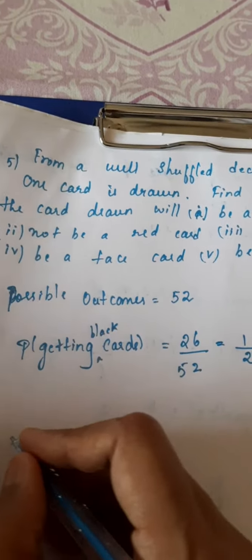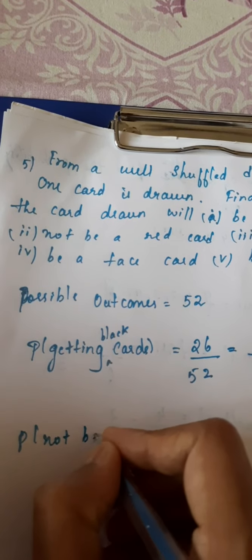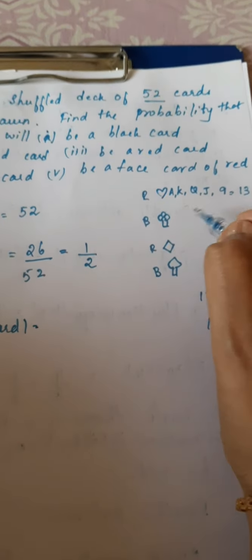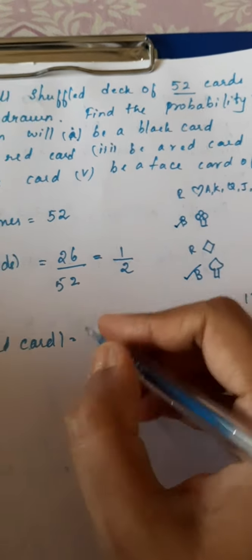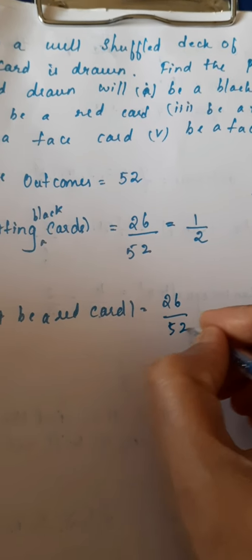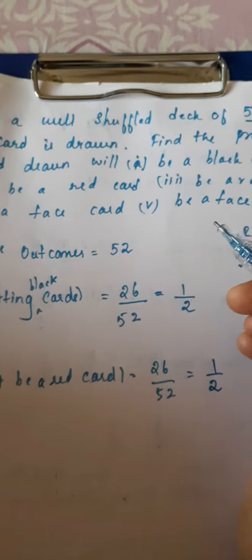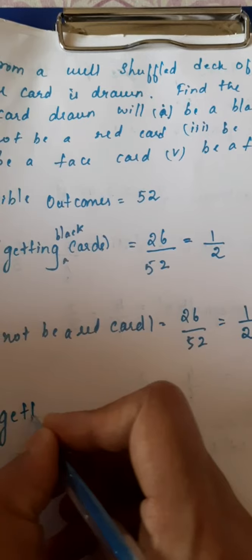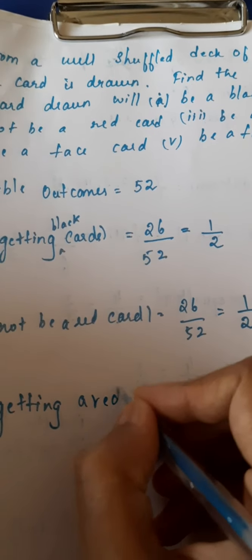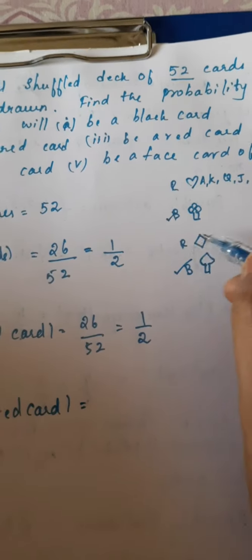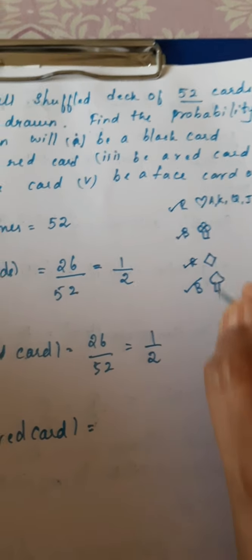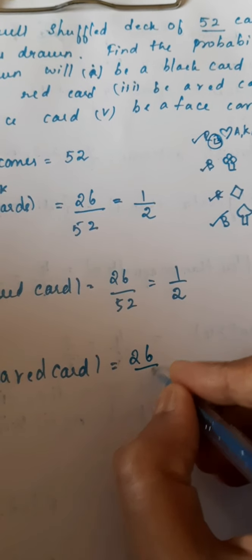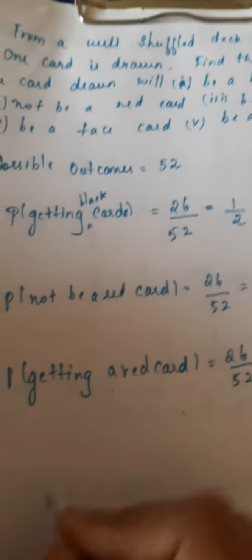Next part of the question is the probability of not a red card. So that again clearly shows excluding the red cards. It's again those two blacks, clover and spade. 26 by 52, again 1 by 2. Third part of the question is a red card. So the probability of getting a red card, that is 13 diamond and 13 hearts together, that makes 13 two times, 26 by 52, further simplifying 1 by 2.